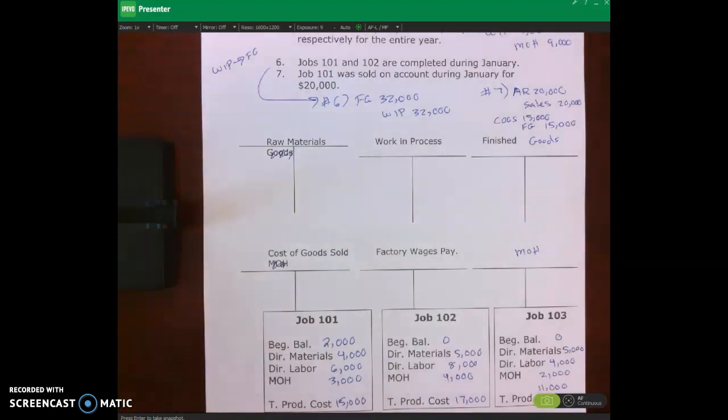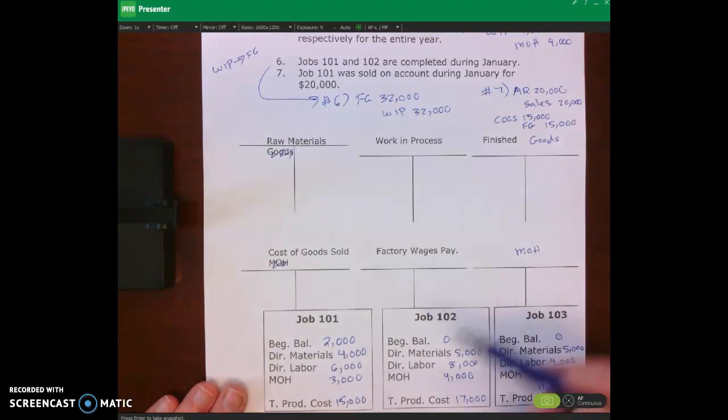Okay, hello and welcome back. So you should have had a debit to accounts receivable, credit to sales, debit to cost of goods sold, and then credit to finished goods for the cost of the job, $15,000. The $20,000 is the sales price.